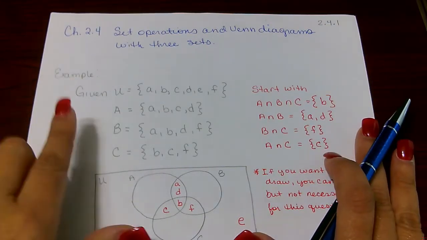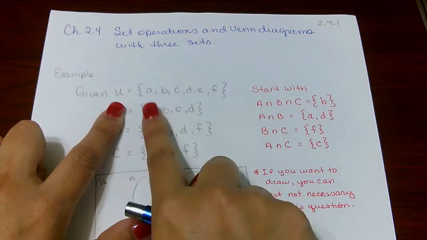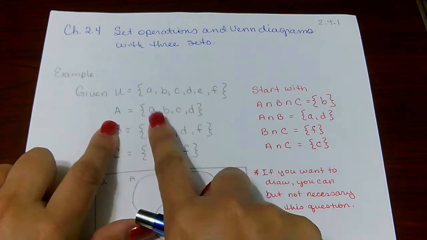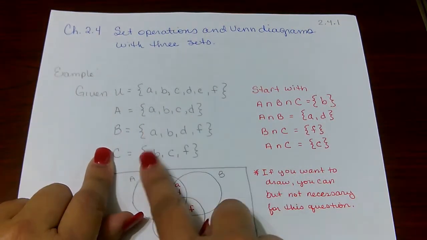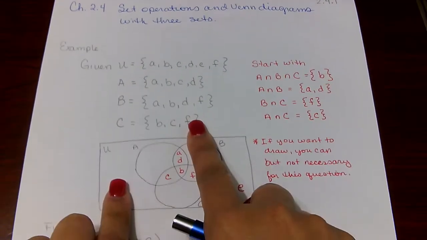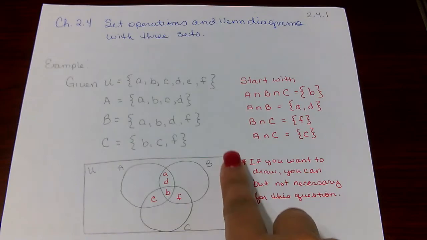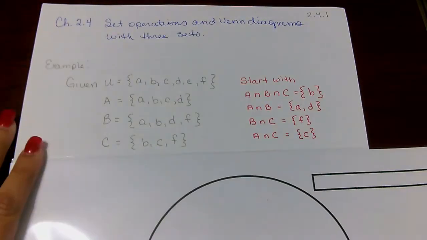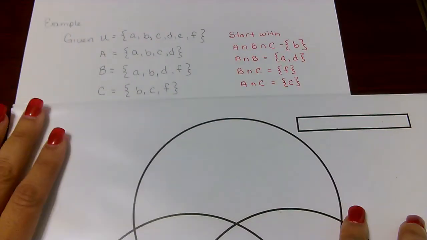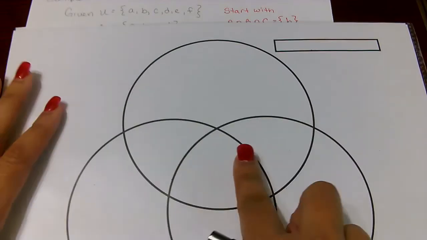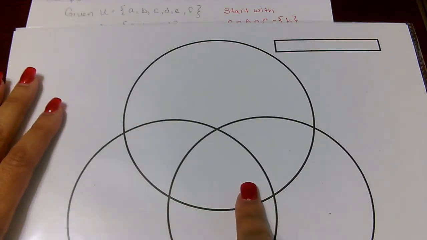All right. So we're going to give the example. Here's everything in the universe. Here's our A, here's our B, and here's our C. The first thing we want to do is go ahead and graph it on the Venn diagram, okay? So when you're starting these, it's going to be similar where we want to do the intersecting first.